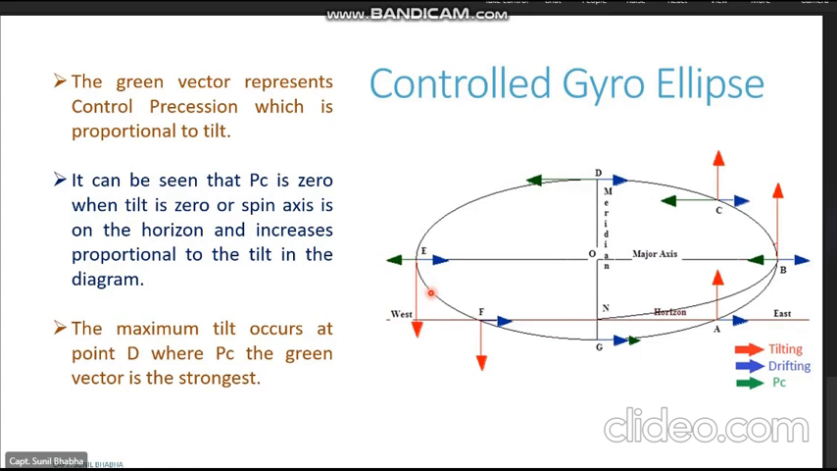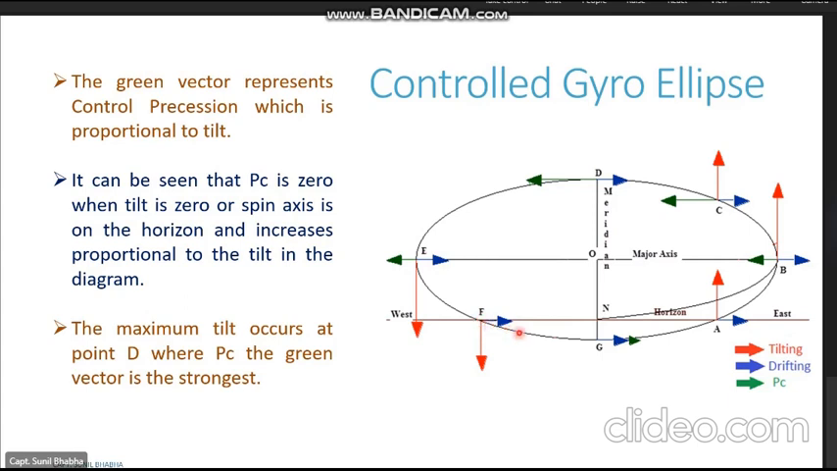From point echo, we reach point foxtrot. Now this point foxtrot is on the horizon. When the spin axis is pointing on the horizon, the tilt is 0. If the tilt is 0, the control precession will always be 0. So you don't see any green vector here. The control precession is not present at this particular point.